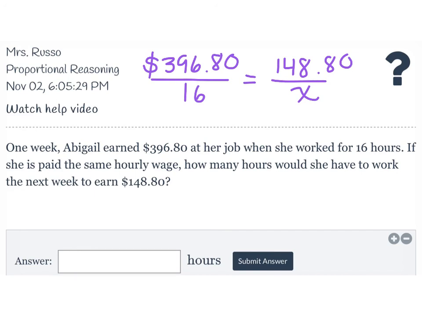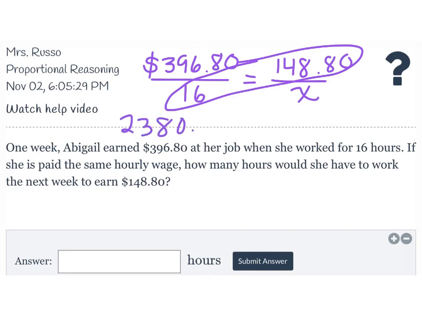As we solve these, we want to just make sure that our answer makes sense. She should be working fewer hours to earn less money. 16 times 148.80 gives me 2380.8 equals 396.8x. And I'll divide by 396.8 and I get 6. X equals 6. So she would have to work 6 hours and I would type 6 there.